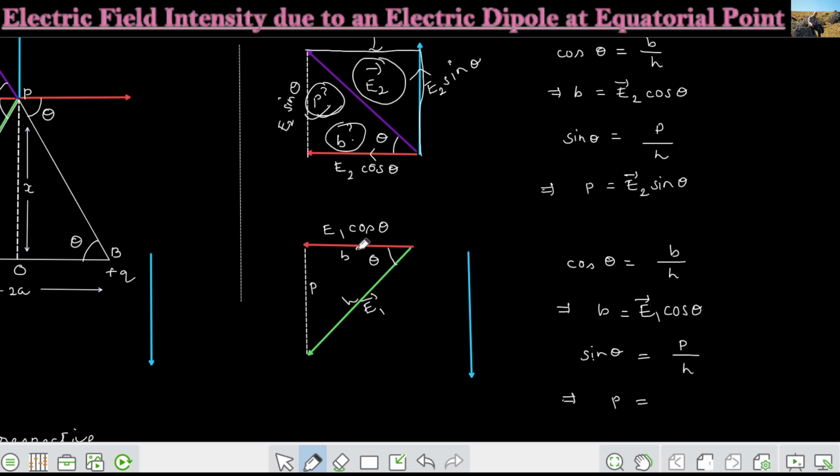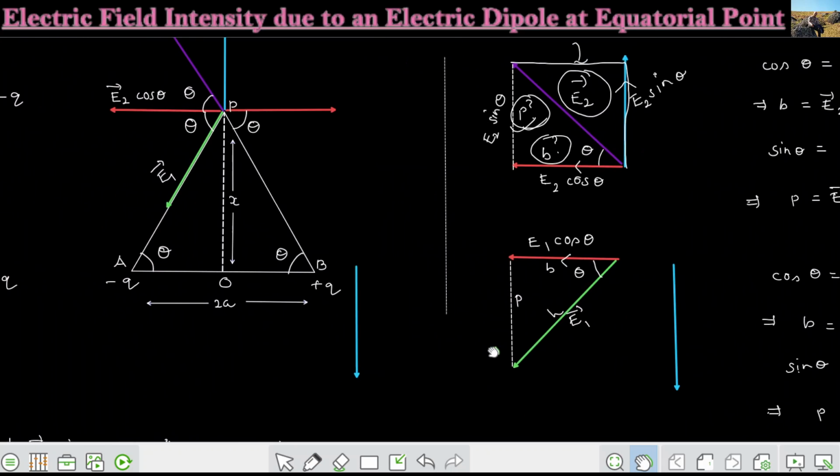And where is the direction? The direction is in this direction. See, E1 cos of theta is acting in that direction. So with respect to E1, this base component E1 cos of theta is acting in that direction. That means the horizontal component with respect to E1 will be E1 cos of theta acting in the same direction.